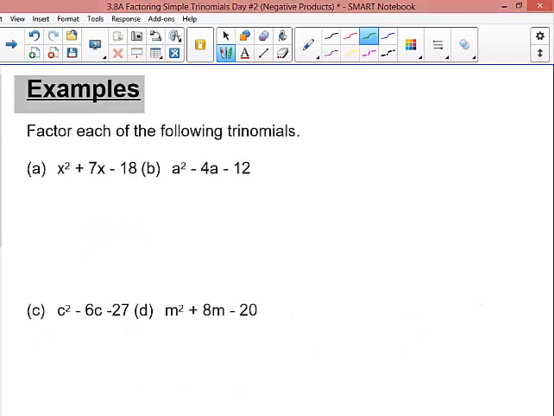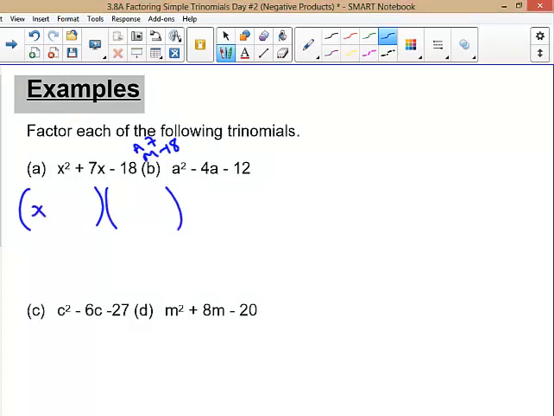So if we take a look at a few of these examples, the first one being x squared plus 7x minus 18, we're going to ask ourselves the exact same questions as we did yesterday, only the answers to those questions are a little bit more complex. So we're looking for the numbers that add to 7 but multiply to negative 18. Remember that if they multiply to negative 18, their signs are different. So we even have a few more hints actually this time.